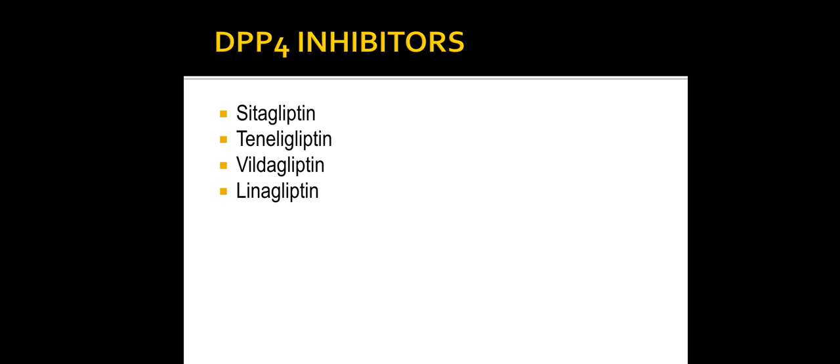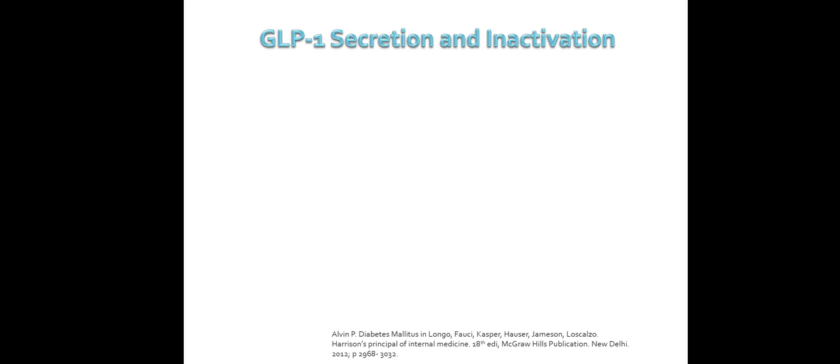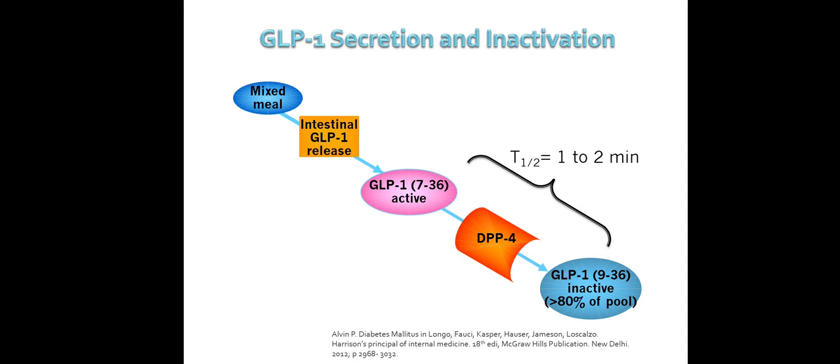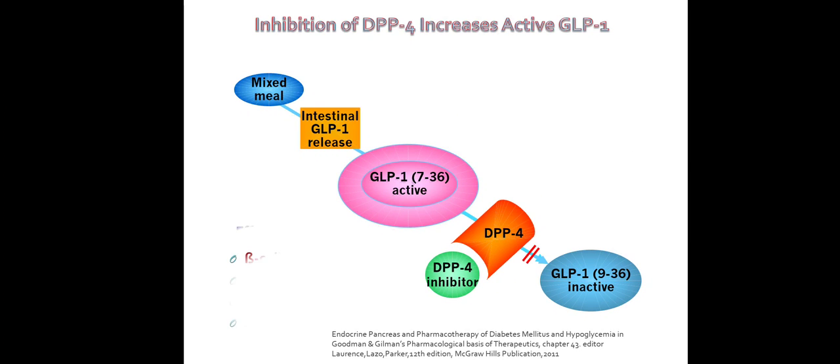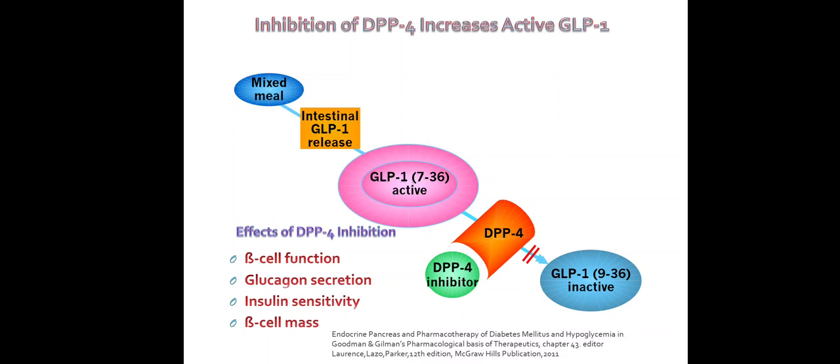The examples being sitagliptin, teneligliptin, vildagliptin and linagliptin. So here you can see when you take a mixed meal, a glucose, there's intestinal GLP-1 release, and this active GLP-1 is made inactive within 1 to 2 minutes by the DPP4 enzyme. So if we can inhibit this DPP4, with a DPP4 inhibitor like sitagliptin or teneligliptin, it will maintain the active GLP-1, which will increase the insulin secretion and bring about a decreased blood sugar level.